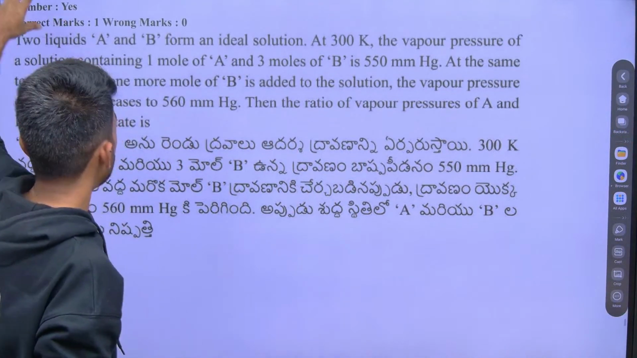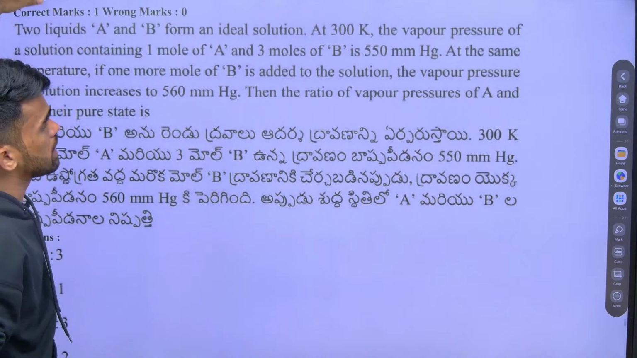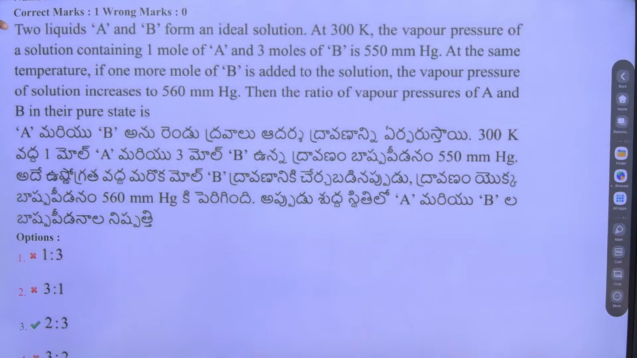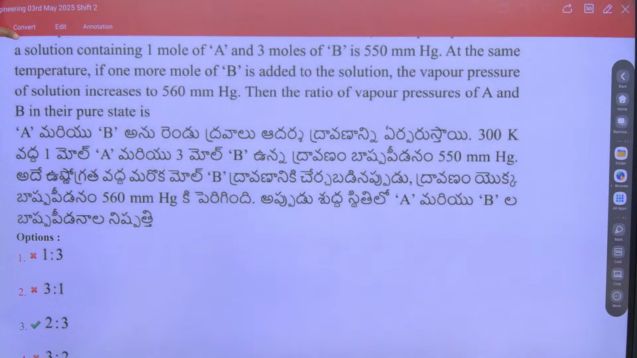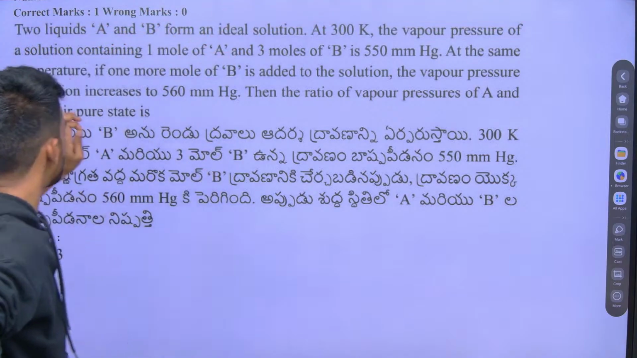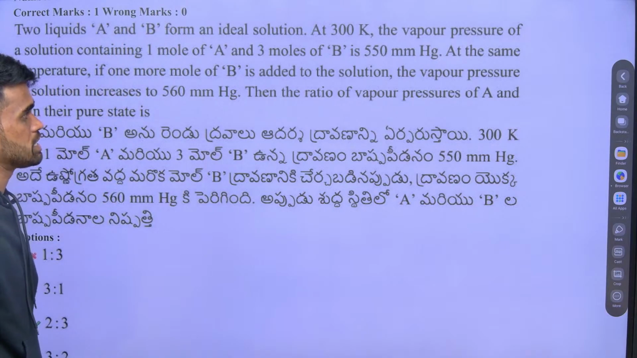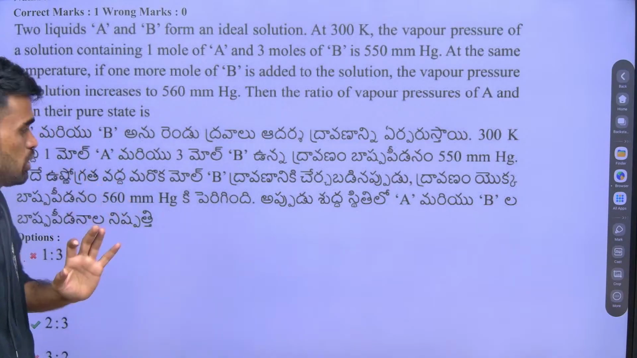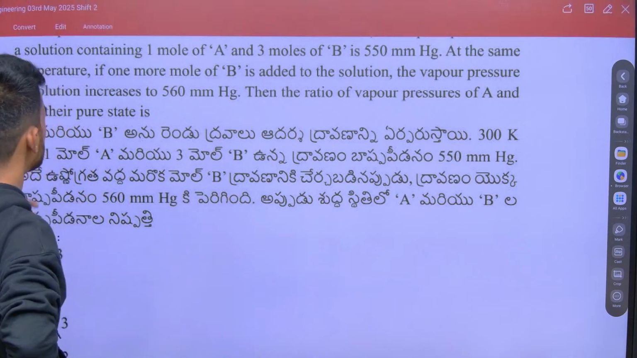Two liquids A and B form an ideal solution at 300 Kelvin. The vapor pressure of a solution containing 1 mole of A and 3 moles of B is 550. At the same temperature, if one more mole of B is added to the solution, the vapor pressure of the solution increases to 560. Then find the ratio of vapor pressures of A and B in their pure state. A simple question it is. Let us do this here.